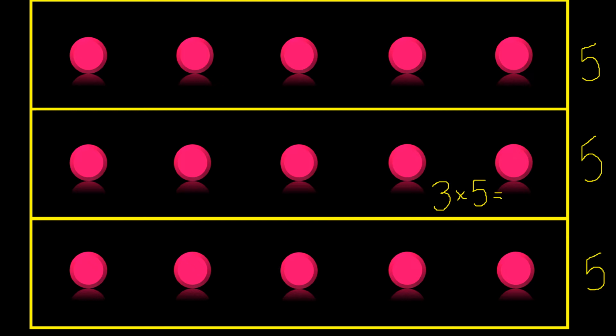And we can just skip count. 5, 10, 15. So 3 times 5 equals 15. That's how it works. It's really not that difficult. There's another way you can look at it.